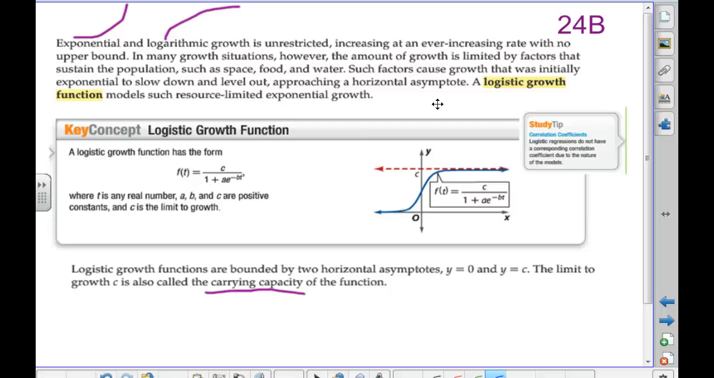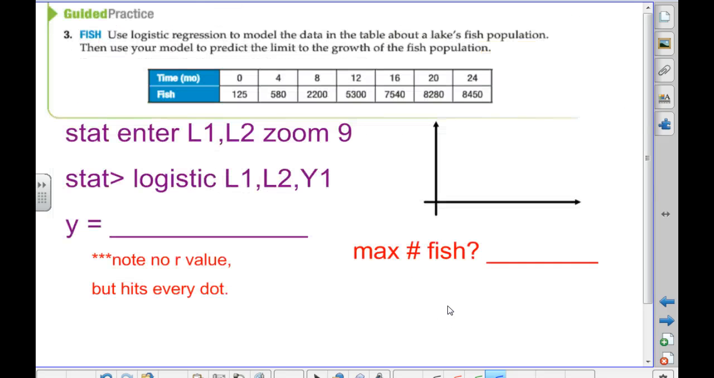We did a question about bears and rabbits last week, I think, maybe. Does that sound right? Okay. Logistic growth functions are bounded by two horizontal asymptotes. On the left, they approach 0, but on the right, they approach C, which is called the carrying capacity of this function. They want us to do one with a logistic model real fast.